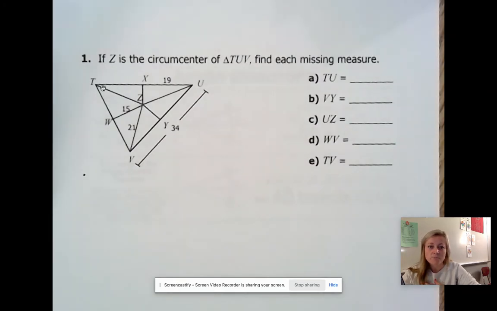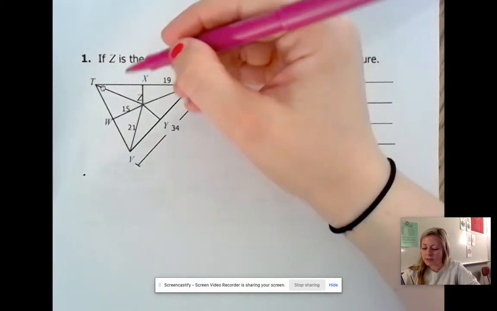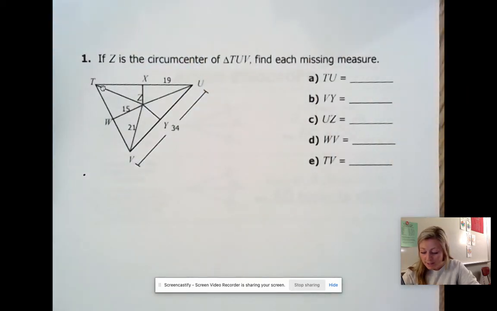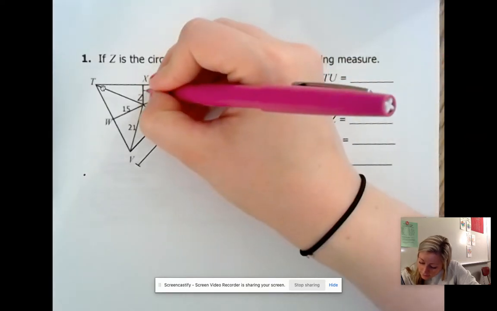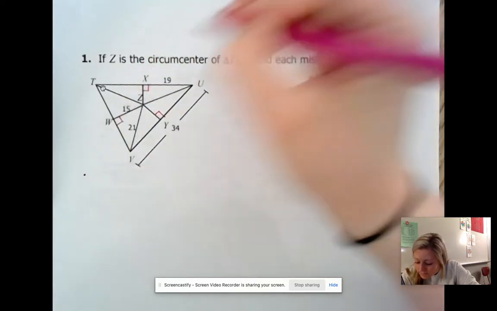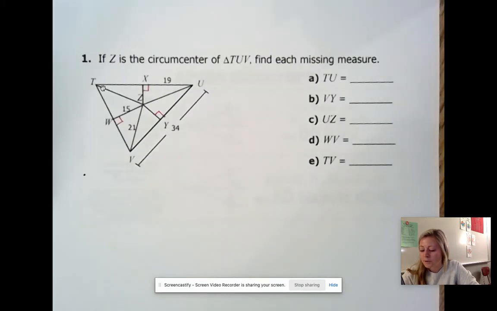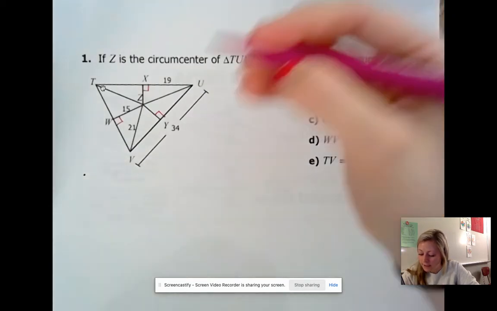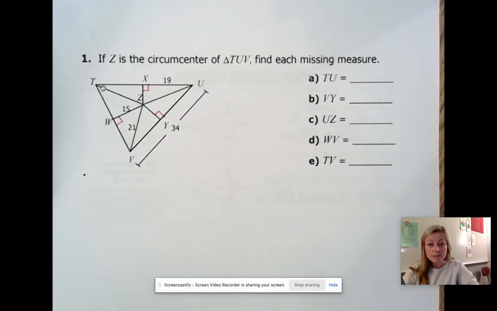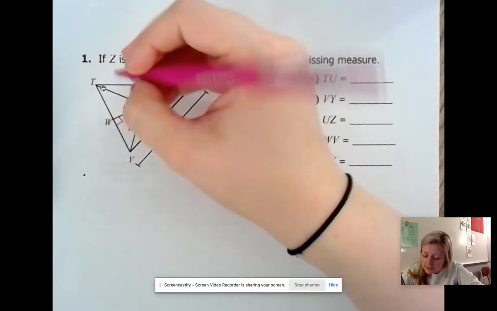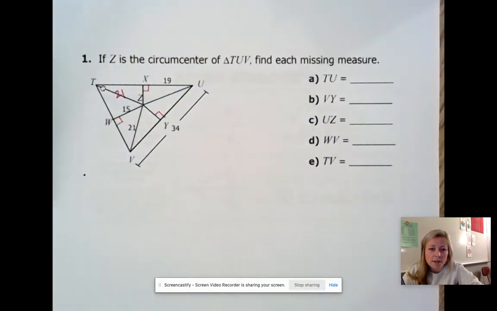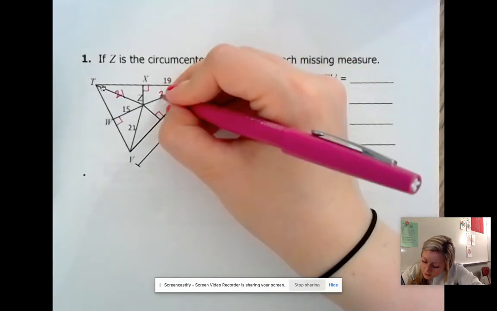Because then we can talk about why they are the way they are, right? So since it's the circumcenter, we know that it's formed by perpendicular bisectors. So all these little sides down here would create right angles. And then what else do we know, kids? We would know that Z, that's our circumcenter, is equidistant to all of the corners of our triangle. So that would mean since ZV is 21, TZ is 21, and ZU is 21.